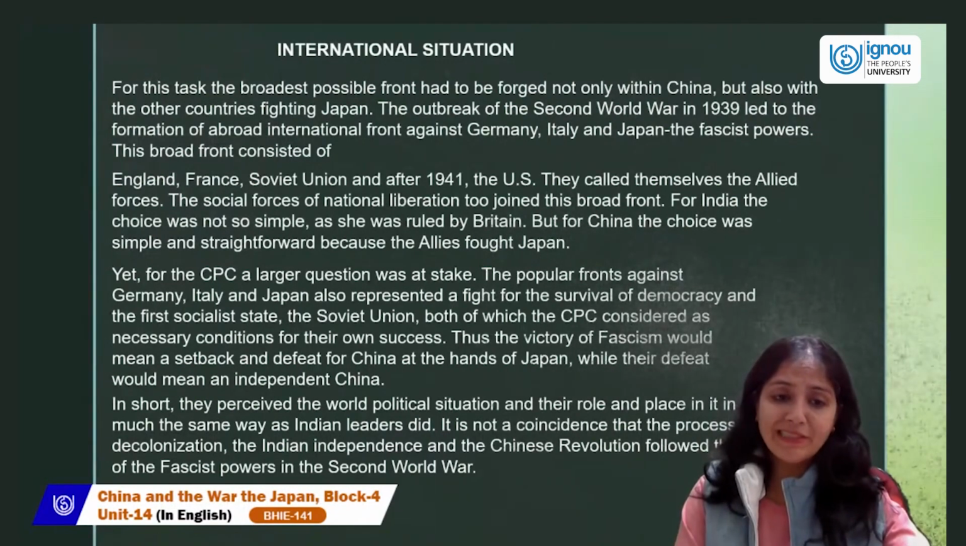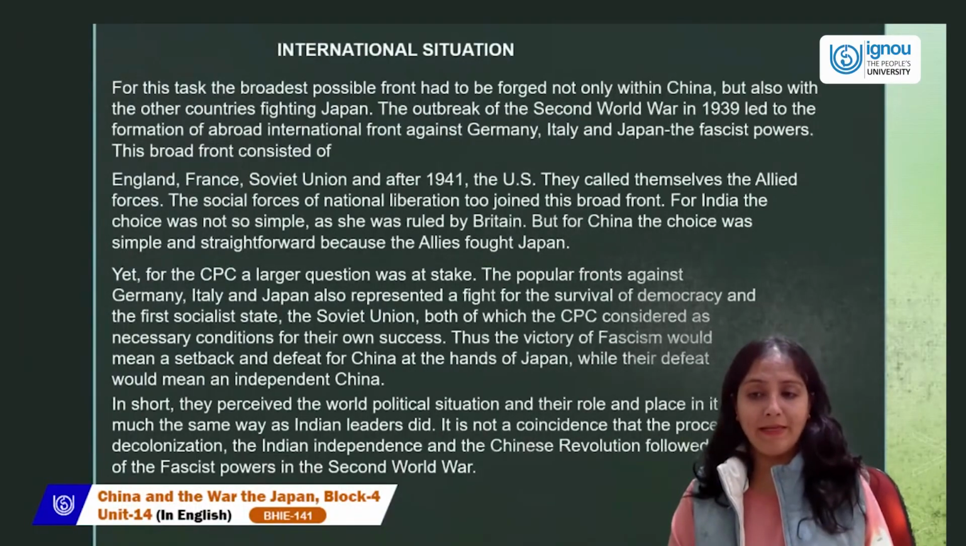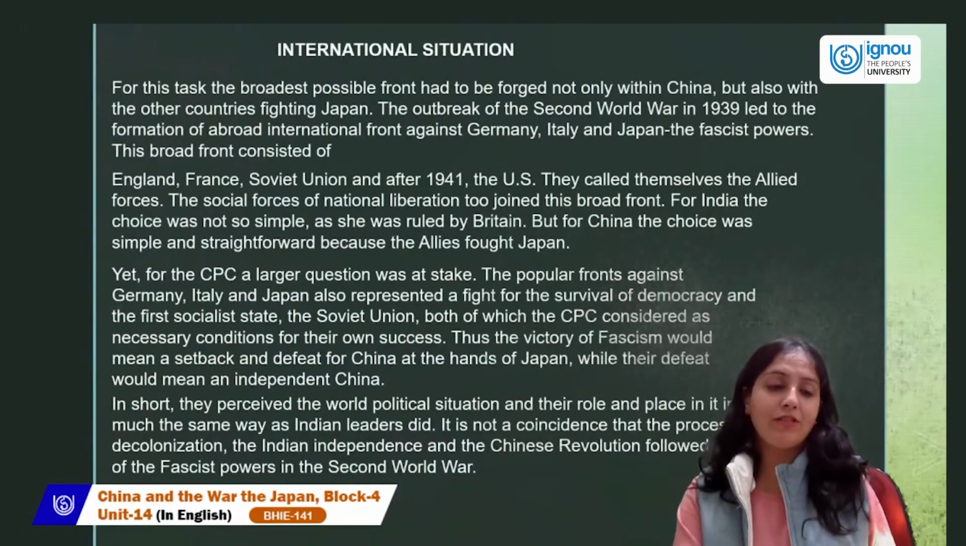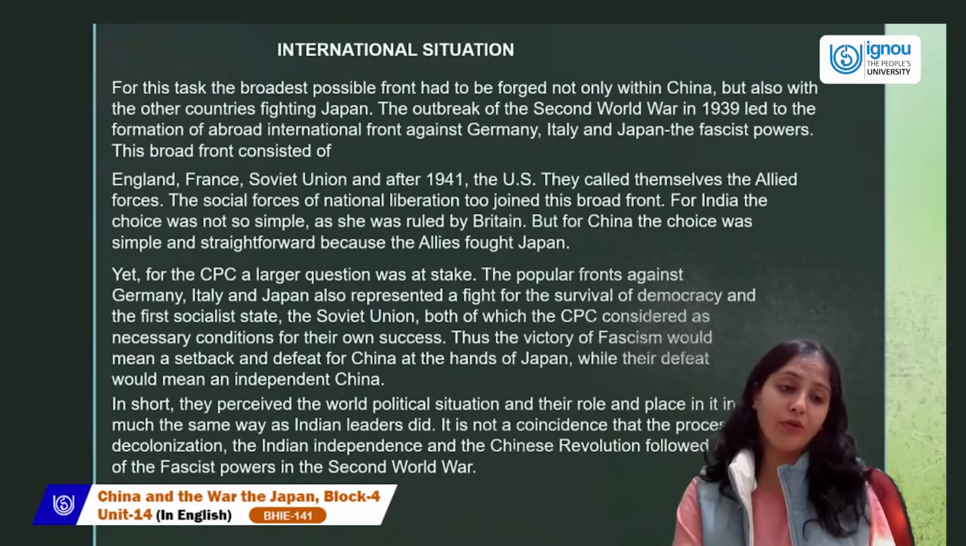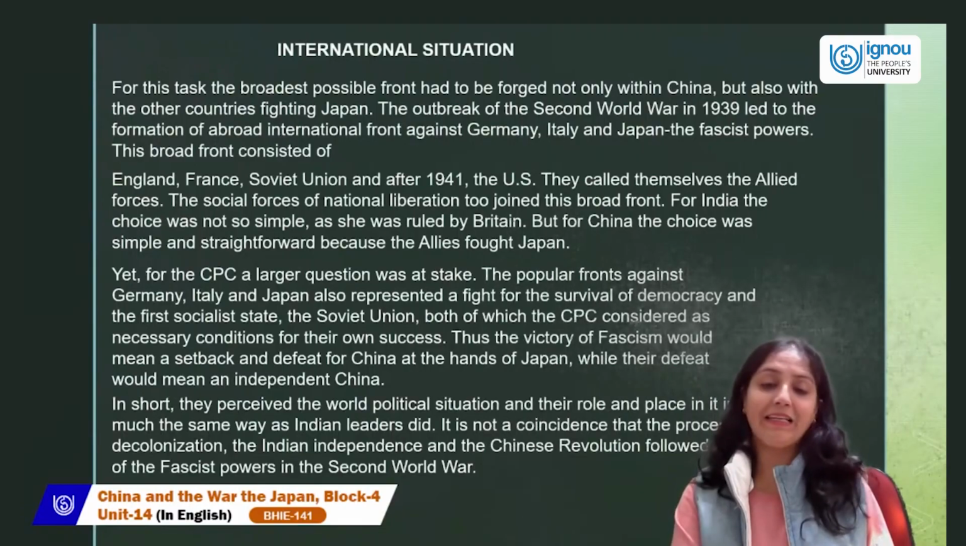In short, they perceived the world political situation and their role and place in it in very much the same way as Indian leaders did. It is not a coincidence that the process of decolonization, Indian independence and the Chinese revolution, followed the defeat of the fascist powers in the Second World War.